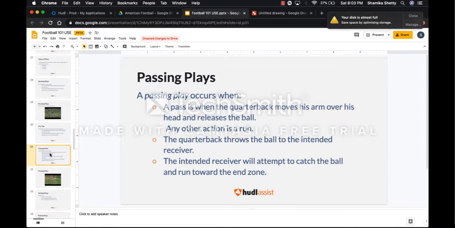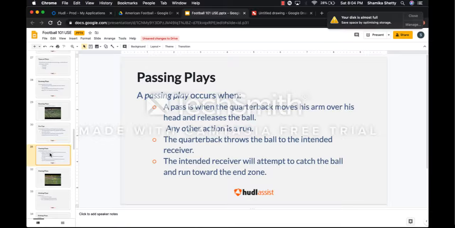Next is passing plays. So we've covered run. We know what a kick is. The last one is a passing play. A passing play is when the quarterback moves his arm over his head and releases the ball. Now we said when the quarterback will underarm give the ball or hand to hand give the ball to the other player, it's a run. So when he overarm passes the ball to his team member, when the arms are above his head and he's throwing the ball to the other team member, that is a pass.